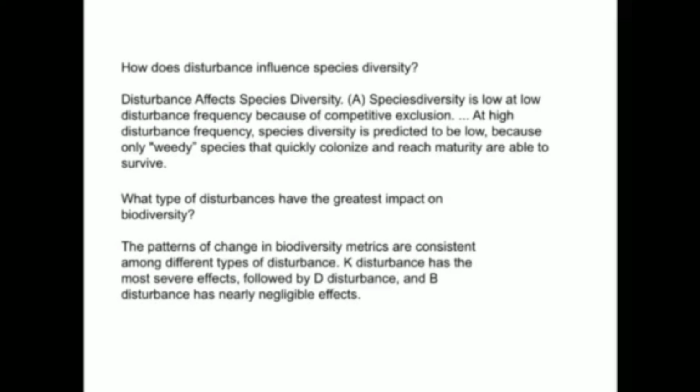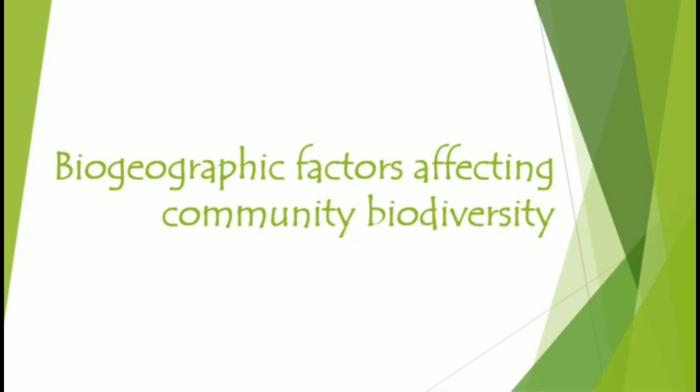What type of disturbance has the greatest impact on biodiversity? The pattern of change in biodiversity metrics is consistent among different types of disturbance. K disturbance has the most severe effects, followed by D disturbance, and B disturbance has nearly negligible effect.